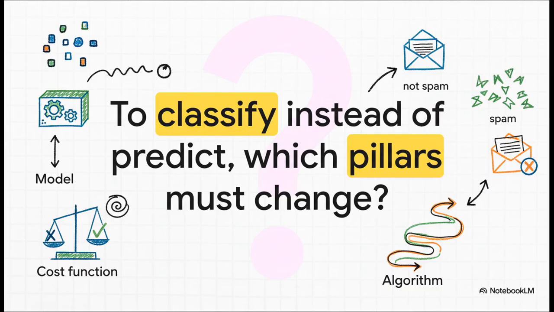But I want to leave you with a final thought to chew on. What if you wanted to do classification instead? Like identifying if an email is spam or not spam. Which of these four pillars do you think you would need to swap out to make that work?